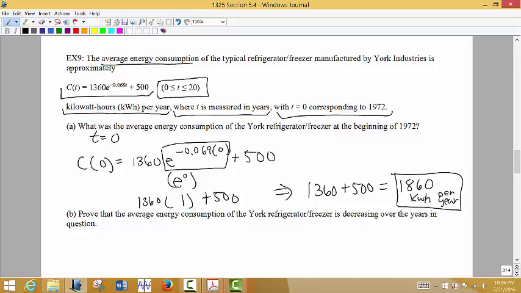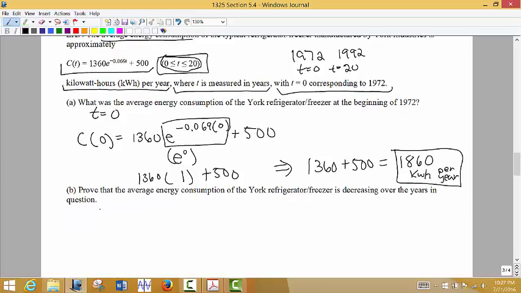Here in part B, we're asked to prove that the average energy consumption is decreasing over the years in question. So is it decreasing where t equals 0 to t equals 20? The years in question would be 1972 when t equals 0, and then 20 years later, 1992. Let's prove that we have a decreasing function over that interval. To prove that, we want to take the derivative to work with increasing and decreasing functions.